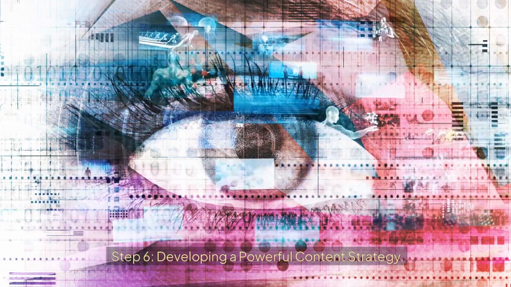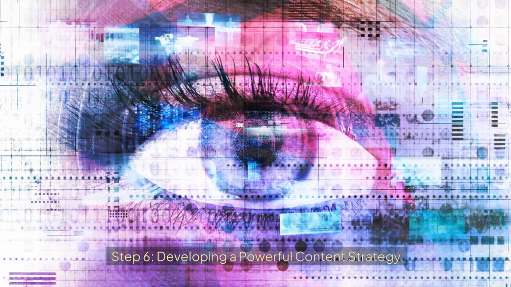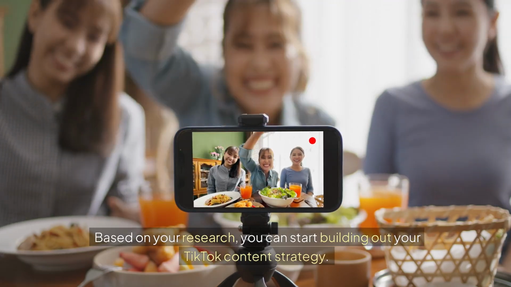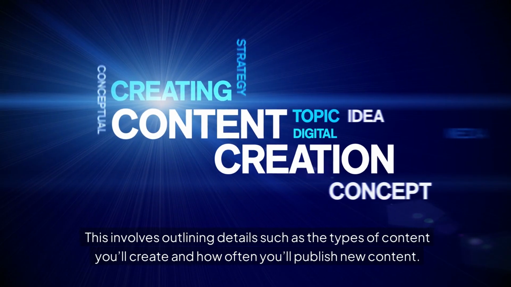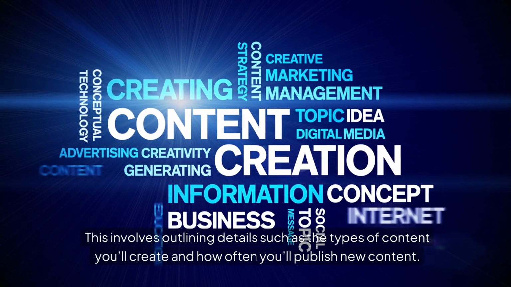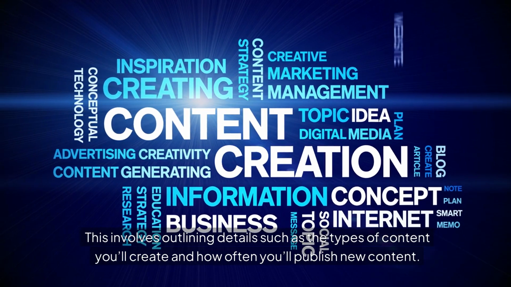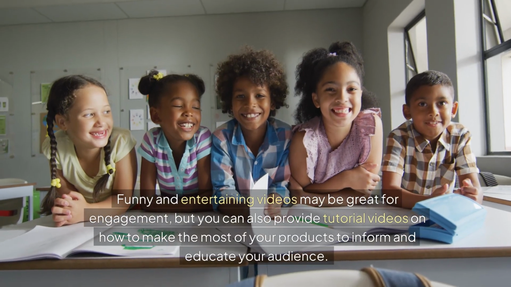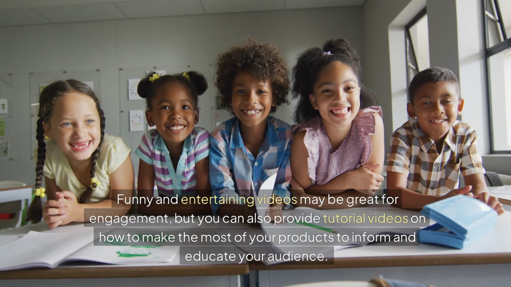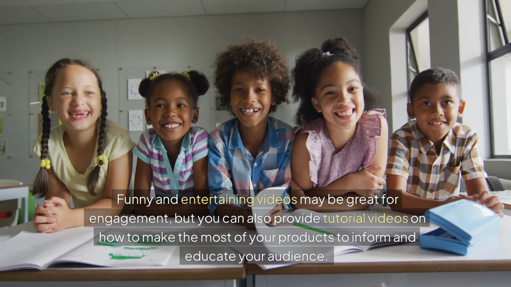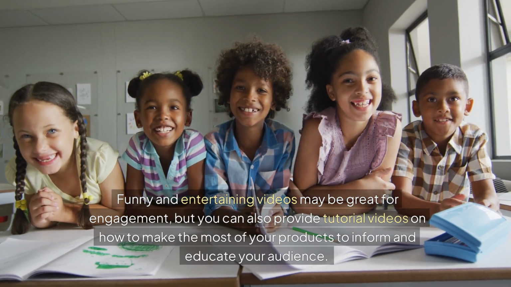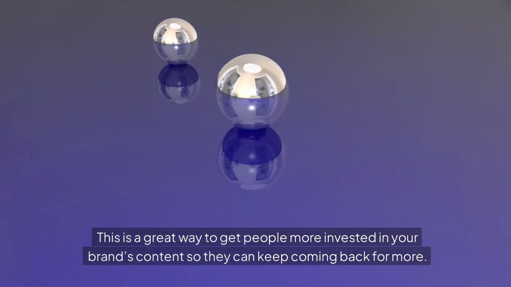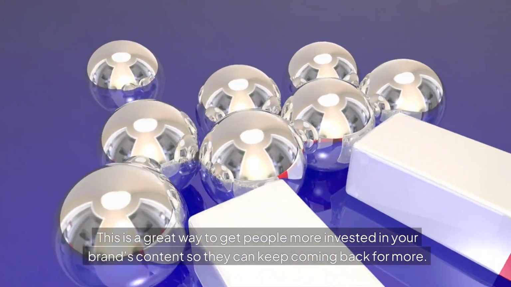Step 6. Developing a powerful content strategy. Based on your research, you can start building out your TikTok content strategy. This involves outlining details such as the types of content you'll create and how often you'll publish new content. Funny and entertaining videos may be great for engagement, but you can also provide tutorial videos on how to make the most of your products to inform and educate your audience. This is a great way to get people more invested in your brand's content so they can keep coming back for more.